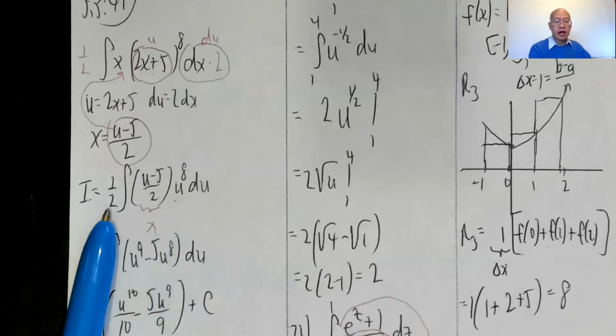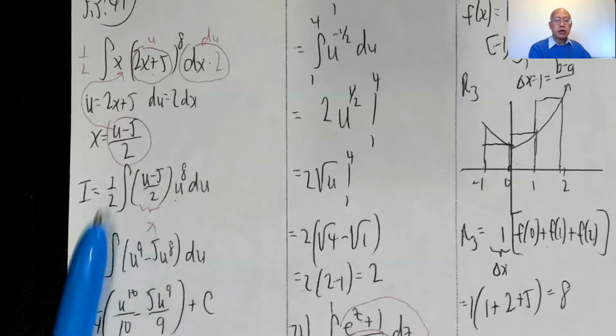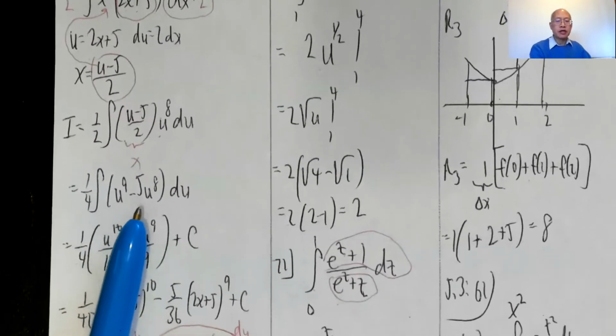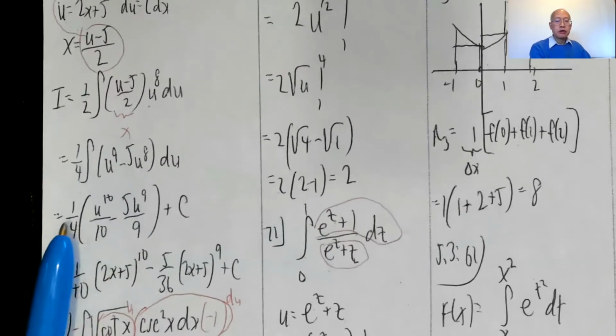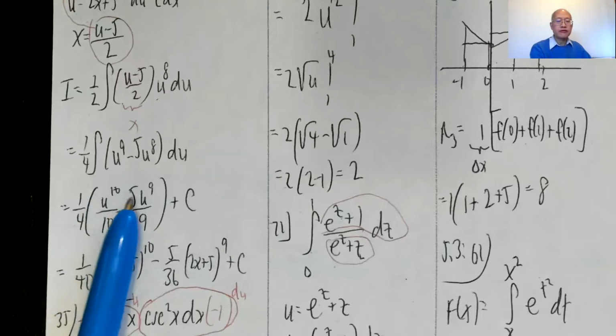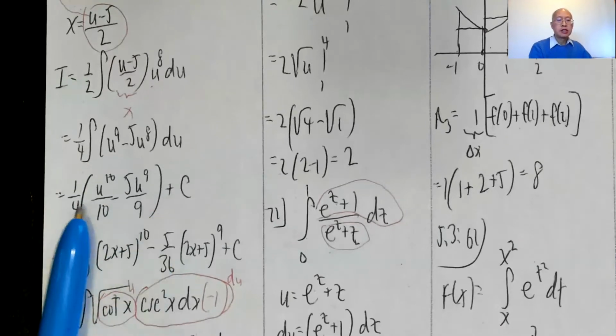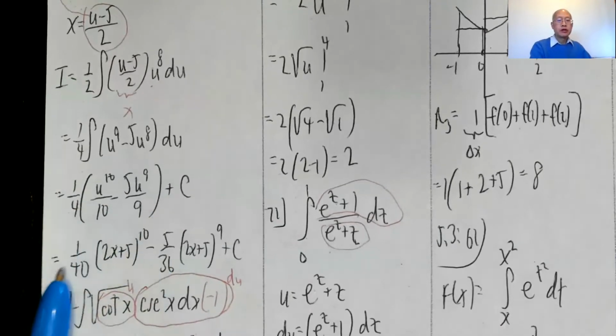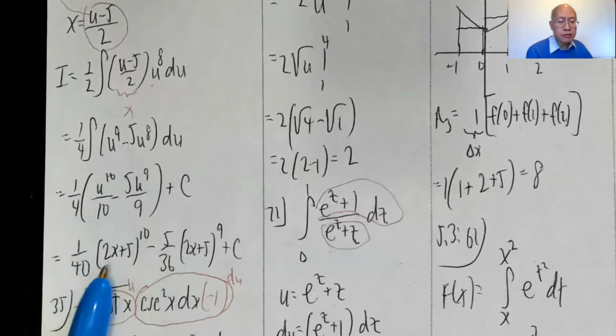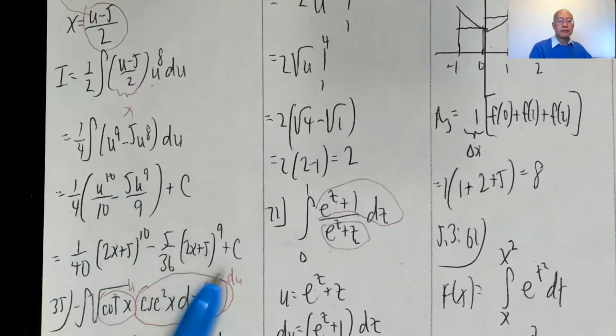Take the 2 out with this half, so 1/4. Distribute: u to the 9th minus 5 u to the 8th du. So 1/4 u to the 10 over 10 minus 5 u to the 9th over 9 plus c. Change u back to what it was. So 1 over 40, 2x plus 5 to the 10th, minus 5 over 36, 2x plus 5 to the 9th, plus a constant.